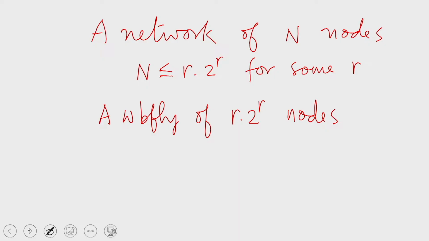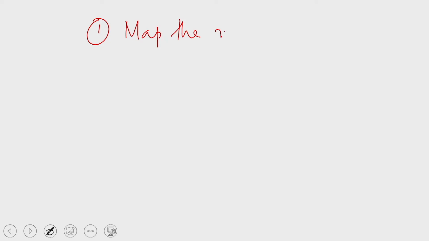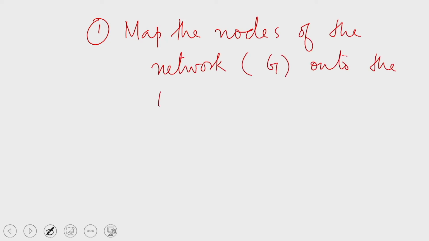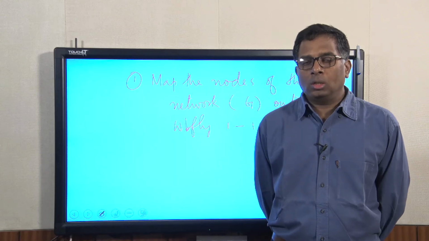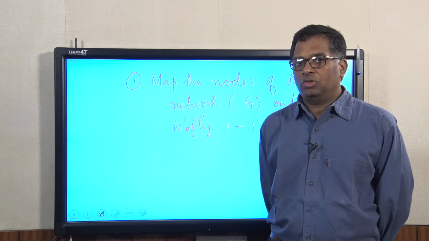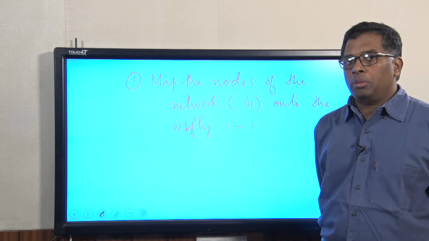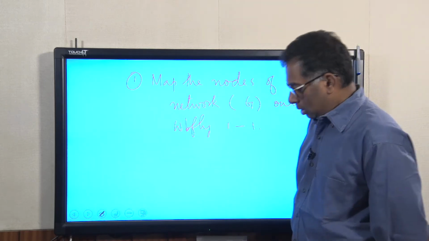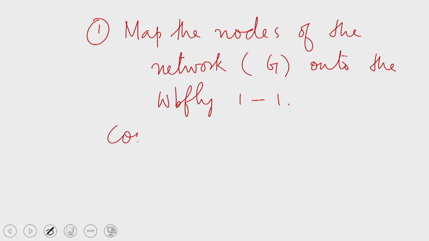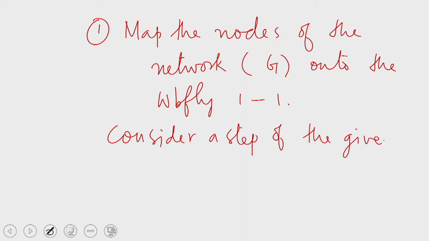So, the first thing that we do is to map the nodes of the network, let me call the network G, onto the wrap butterfly 1 to 1. This 1 to 1 mapping could be anything. So, what we do is to map the vertices of the given network onto the vertices of the wrap butterfly anyhow. The only requirement is that it has to be a 1 to 1 mapping. And then consider a step of the given algorithm. This given algorithm runs on G, so let me call it the G algorithm. So, we consider a single step of the G algorithm.